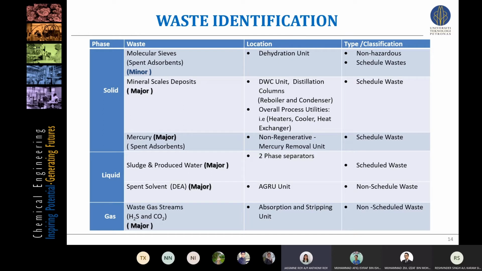For the waste identification, we divided it into phases. For the solid phase, we have molecular sieves in the form of spent adsorbents from the dehydration unit, mineral scales from the utilities of the system, and thirdly, mercury in the form of spent adsorbents from the MRU. Secondly, we have liquid waste in the form of sludge and produced water from the separators, and spent solvent DEA from the AGRU. And thirdly, we have the sour gas streams from the absorption and stripping unit.